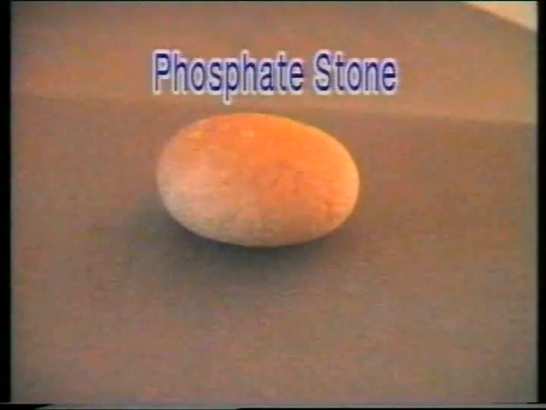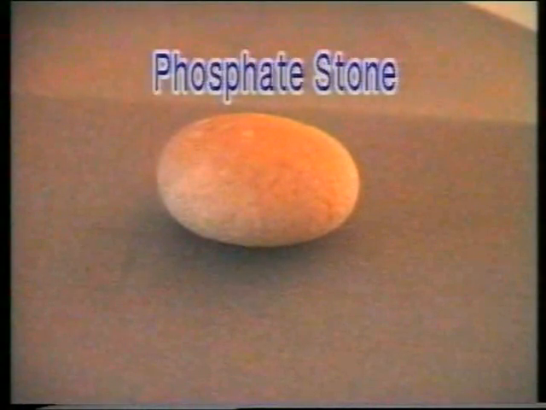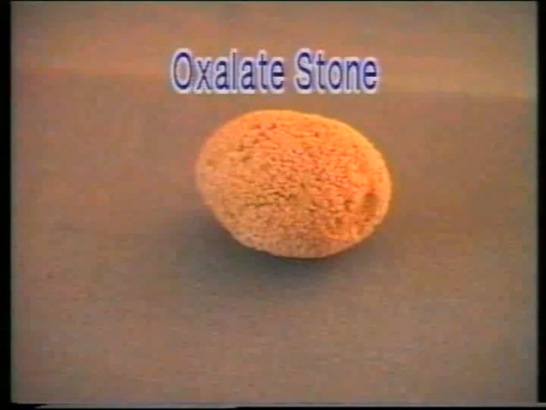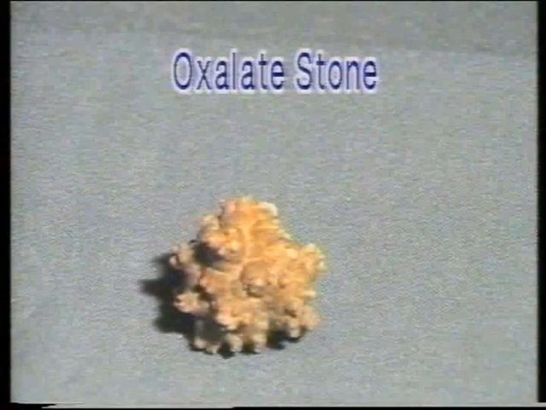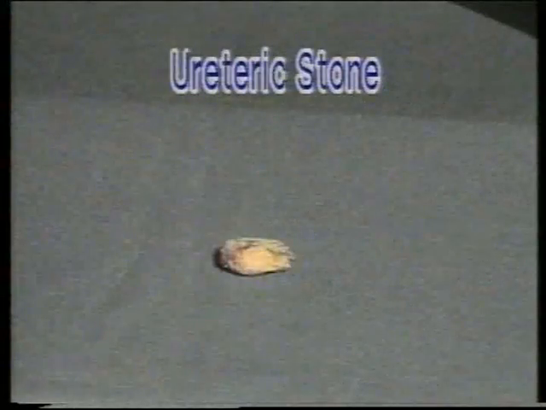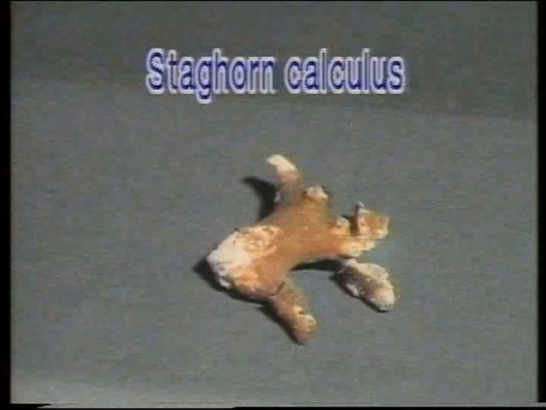At this point, let us see some actual stones. This is a smooth rounded white phosphatic stone. This is a finely spiculated brown oxalate stone in the bladder. This is an oxalate stone with large spikes. This is a vertically oblong ureteric stone. And this is a staghorn calculus from the kidney.